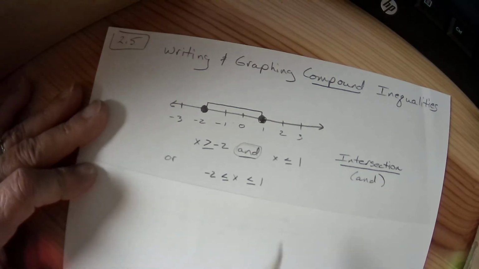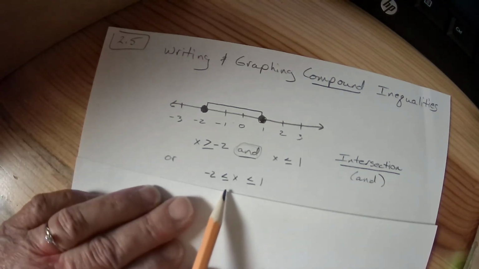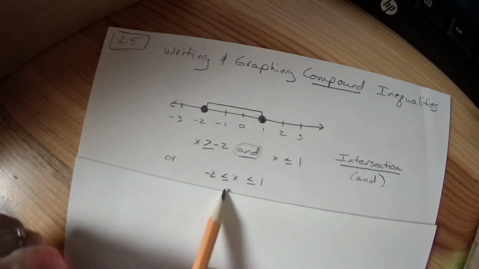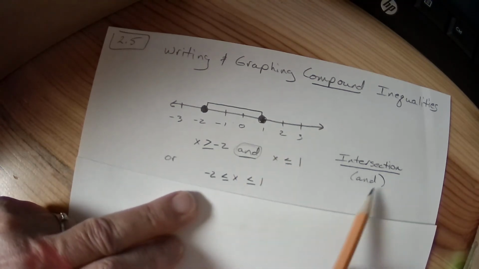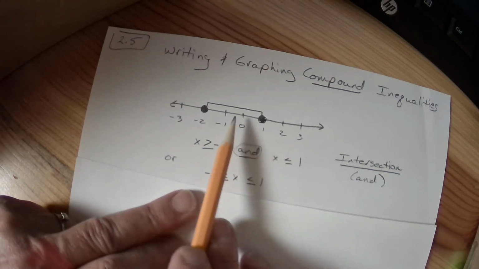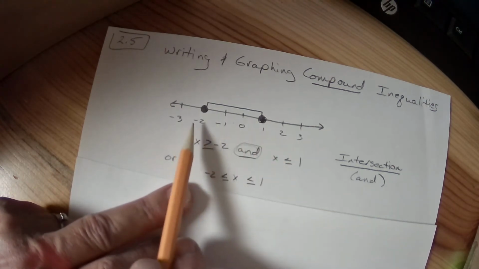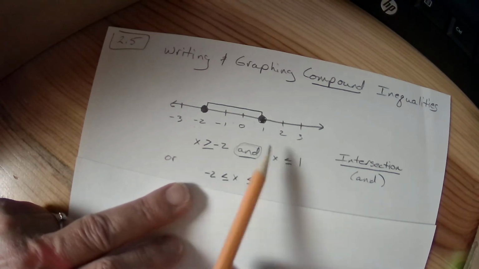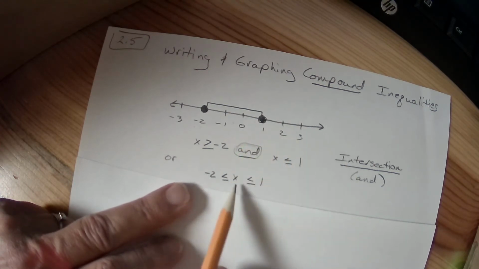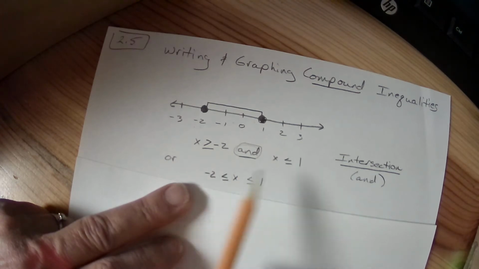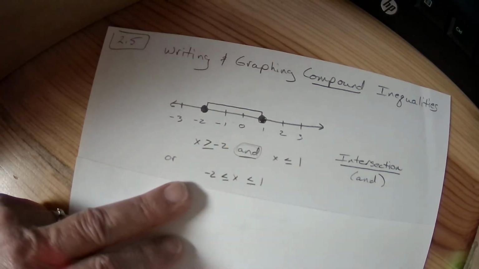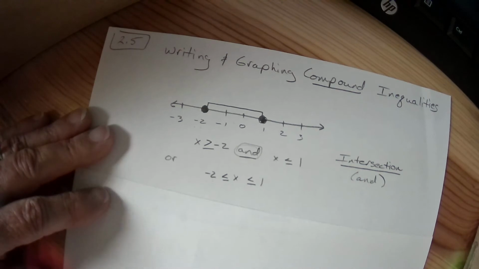And this is another way to write it. This is actually a more succinct way to write it. For the intersection kinds, the ones with and, the left-hand target goes on the left, the right-hand target goes on the right, x goes in the middle, and both of these are less than or equal to, depending on if the circle is filled in.